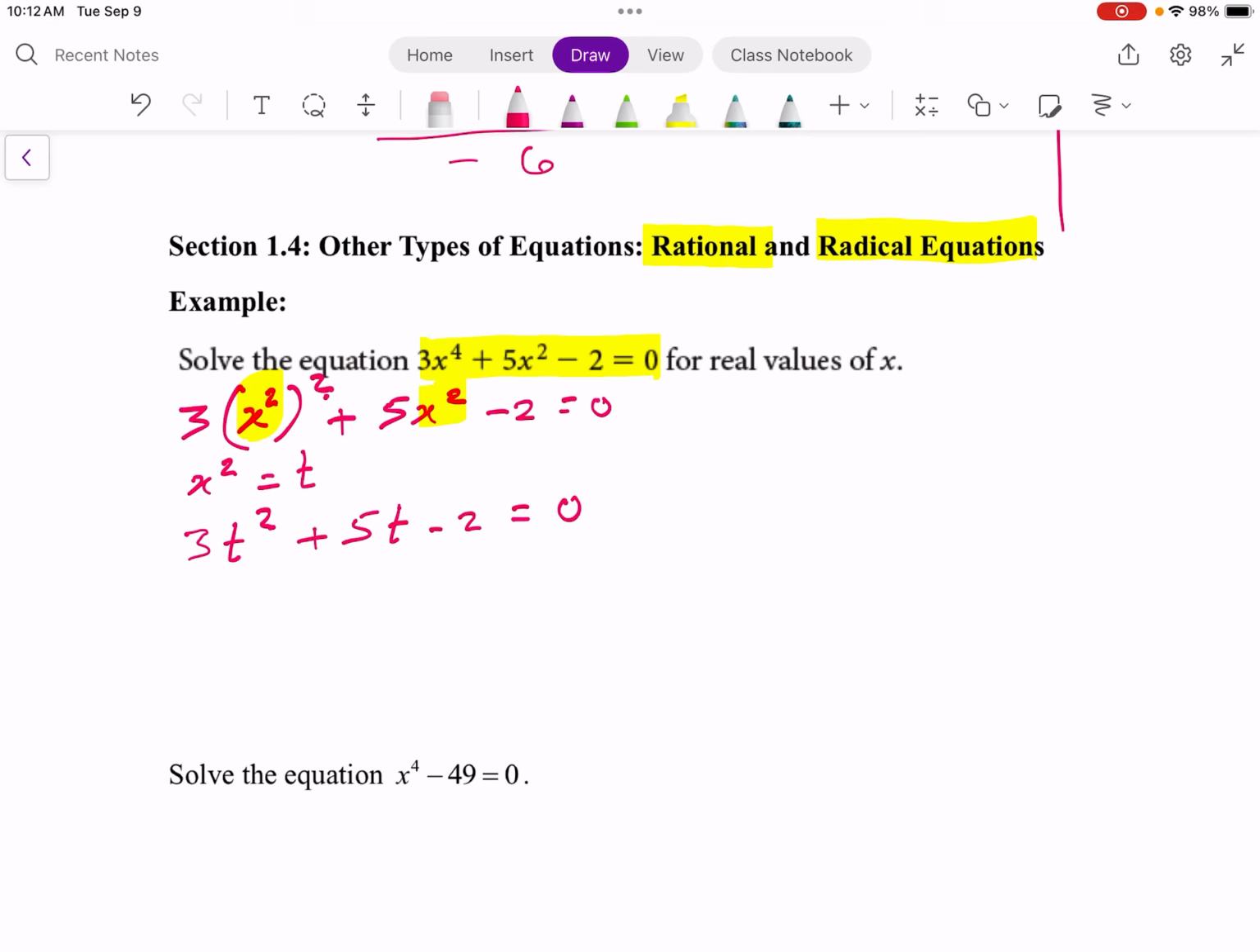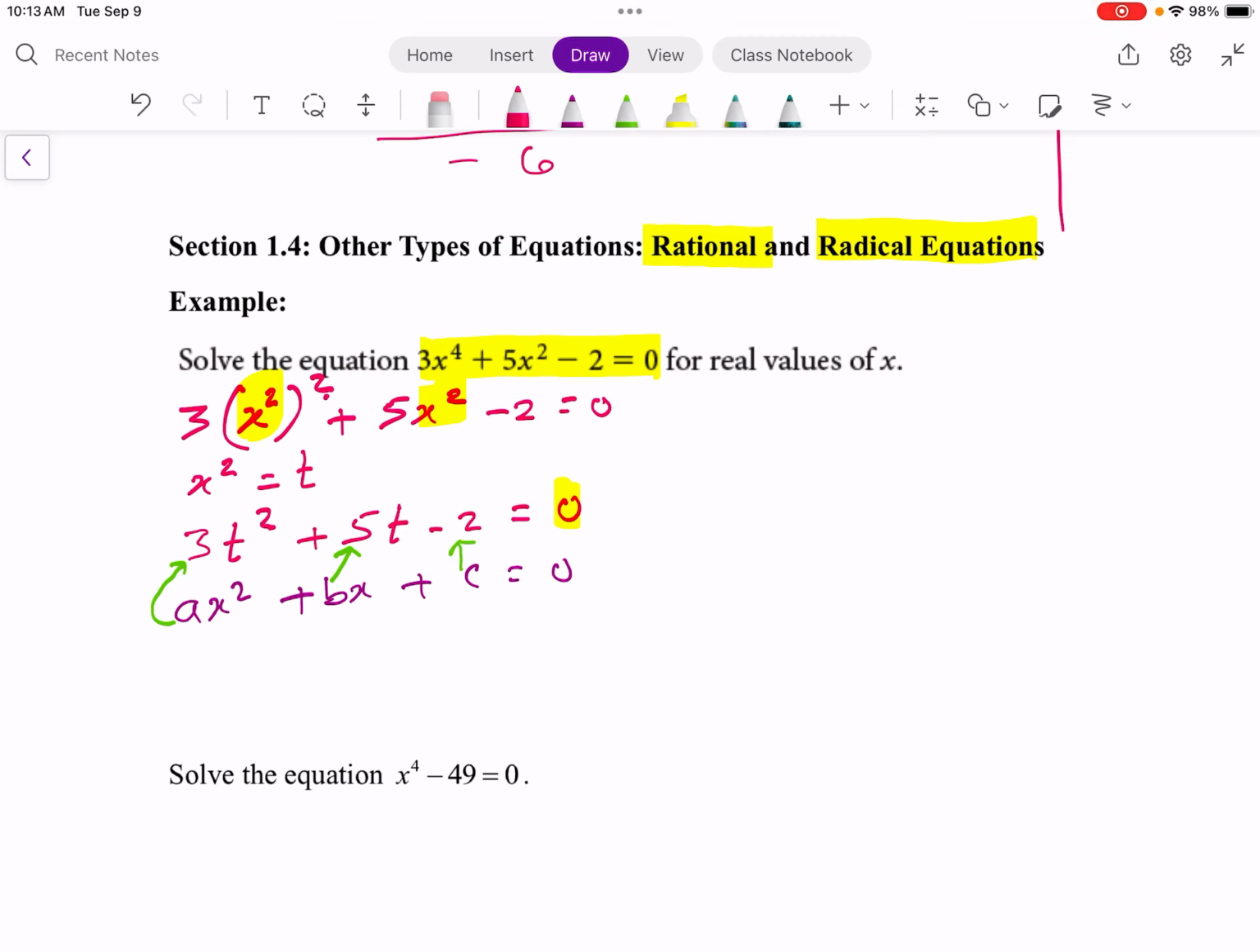Any question up to here? Now, what type of equation do we have here? 3t square plus 5t minus 2 equals to 0 is what type of equation? It's a quadratic equation, right? And let's use the quadratic formula here. To use the quadratic formula, we have to find a, b, c. So let's compare this with ax square plus bx plus c equals to 0. Since we already have 0 on one side, we can skip that. So our a is positive 3, b is positive 5, c is negative 2.